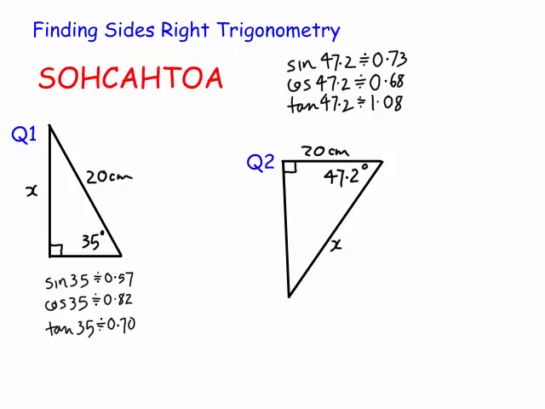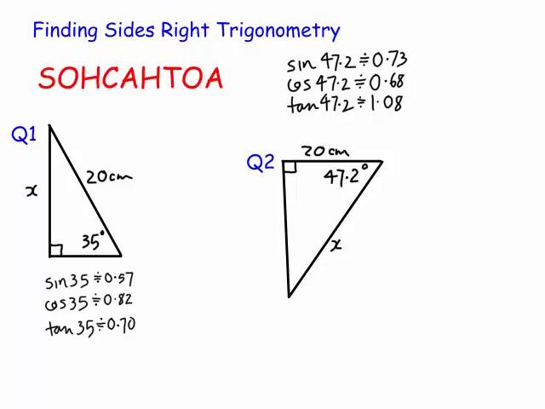Today we are finding the lengths of unknown sides in right angle triangles using trigonometry. If you have a quick look there, I've got a couple of questions up. The first question has a 35-degree angle and the other has a 47.2-degree angle. Before we even start, make sure calculators are in degree mode, not radian or gradient mode. I've already typed a few things into the calculator.